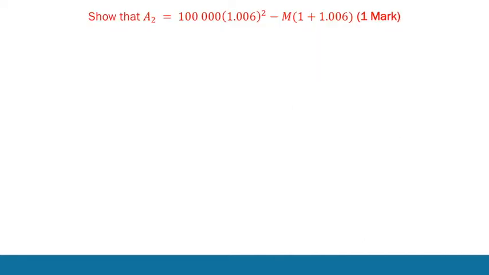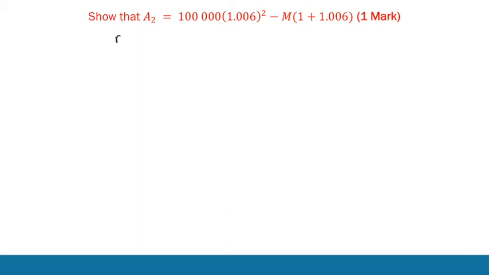So we're asked to show that A2 is 100,000 times 1.006 squared minus M lots of 1 plus 1.006. Now, to do this, the first step is to look at our problem and to make sure that everything is in the same time period. So in this case, we want months because we're looking at a monthly repayment. In our case, the interest rate is also given per month. It's 0.6% per month. So in this case, we don't have to make any adjustments.